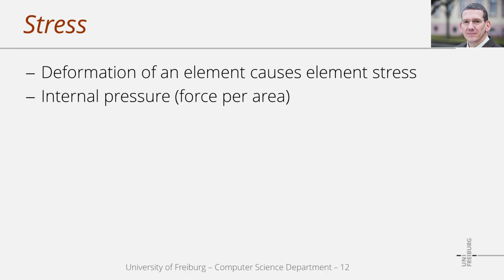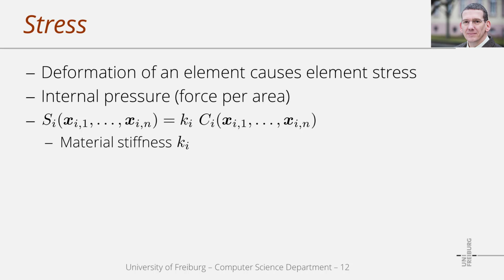How to get from strain to stress depends on the material that we would like to represent. Again, we keep it simple and just use a constant scalar value Ki as the proportionality factor between strain and stress. If you have soft material, Ki would be rather small. For stiff materials, Ki is larger. So for the same amount of strain, we generally get different amounts of stress dependent on the material stiffness.